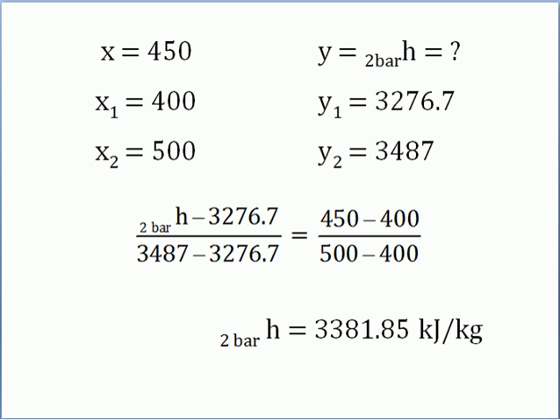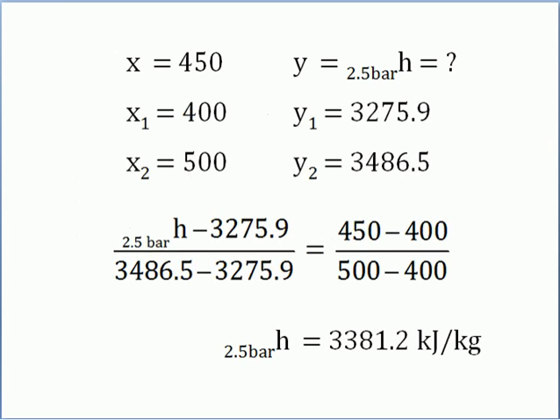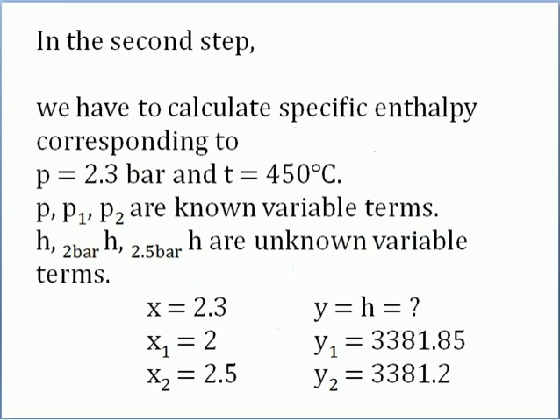Similarly, if we take the values corresponding to 2.5 bar and the temperatures 400 degrees Celsius and 500 degrees Celsius, we can calculate the specific enthalpy corresponding to 2.5 bar as 3381.2 kilojoules per kg. Now we have the specific enthalpies corresponding to 2 bar and 2.5 bar, both at 450 degrees Celsius. In the second step of interpolation, we have to do the interpolation for pressure.